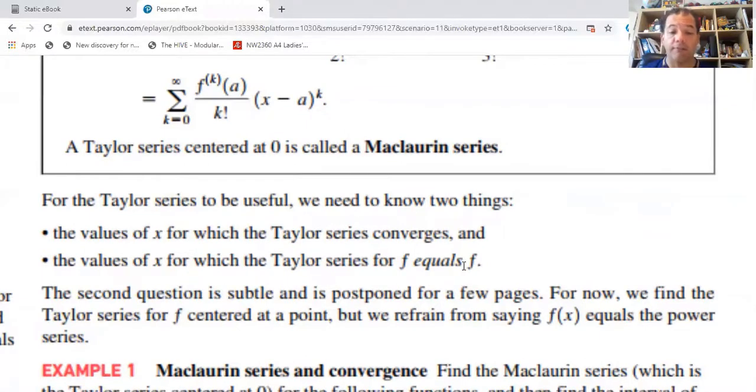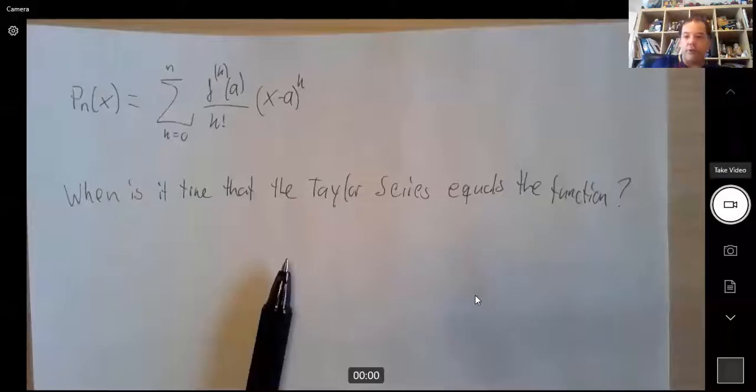That's going to be awesome. And it says the second question is subtle, and it will be postponed for a few pages. And so that's the part that we're doing right now, the subtle part. Okay? So, and I'm telling you how we're going to do it.